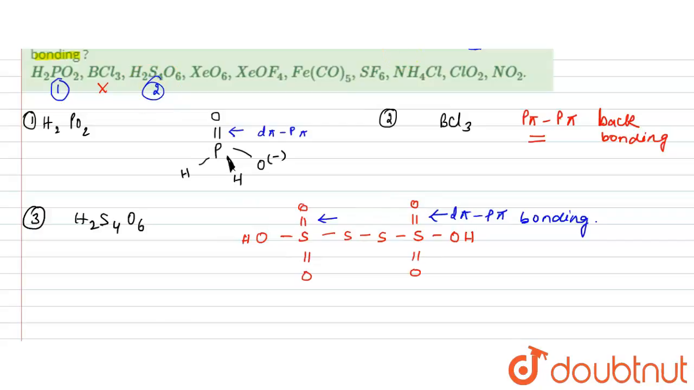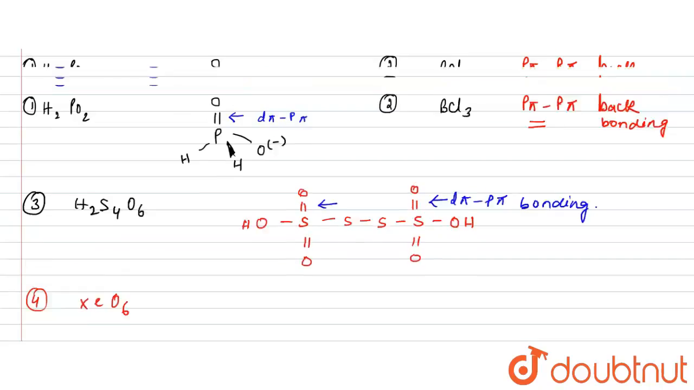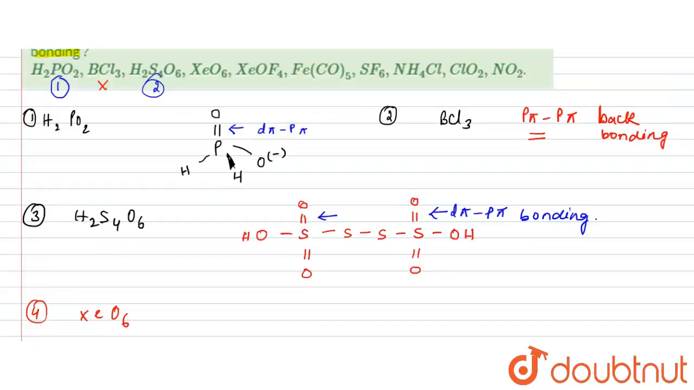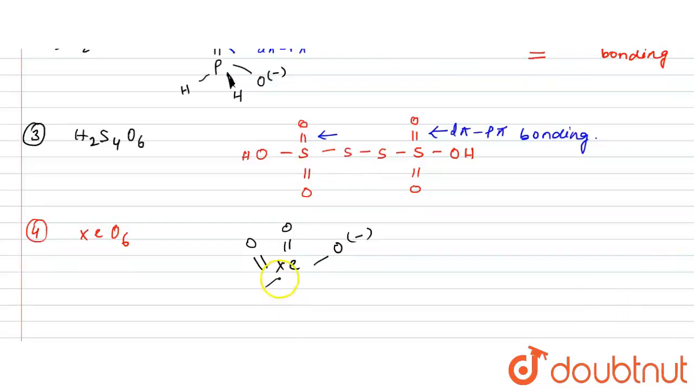Now let's draw the fourth compound. In the fourth compound it is given XeO6. How to draw the structure of XeO6? Its structure looks like this. Xe, then double bond O, then again double bond O here, then O minus here, then OH here, then O minus here, and finally one more O minus here. So this is the structure of XeO6.